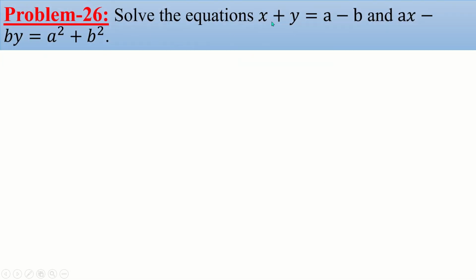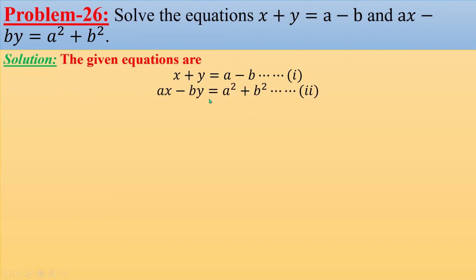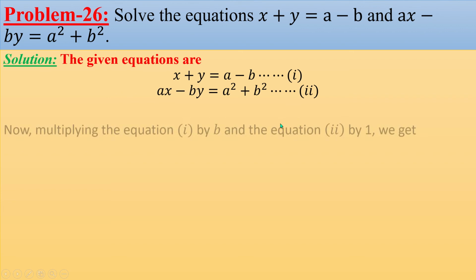Problem 26, solve the equations x plus y equals a minus b and x minus by equals a square plus b square. The given equations are x plus y equals a minus b, equation number 1, and x minus by equals a square plus b square. This is equation number 2.